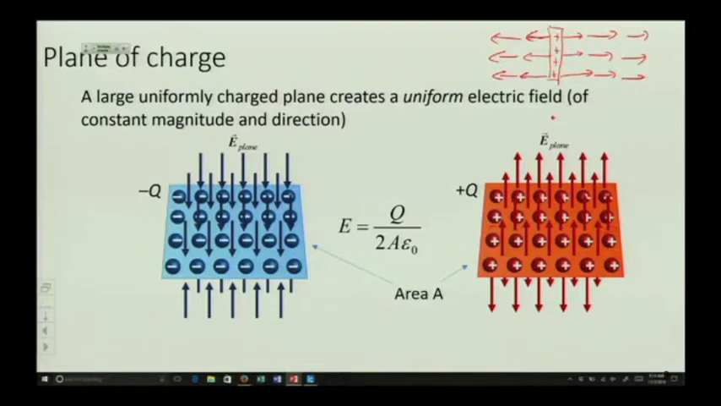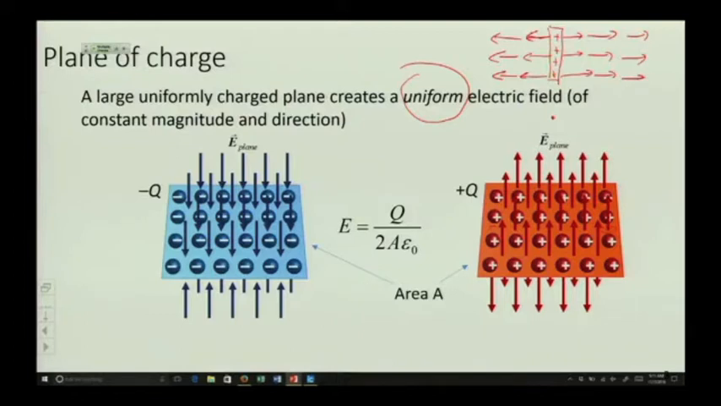So it creates what's called a uniform electric field. A uniform electric field refers to the fact that the electric field is of constant magnitude and direction. It is the same electric field everywhere. Okay, and this creates a uniform electric field on one side of the plane. On the other side of the plane, the magnitude of the field is the same, but the direction is changed. And the direction is such that it points towards a negatively charged plane on both sides. It points away from a positively charged plane on both sides.